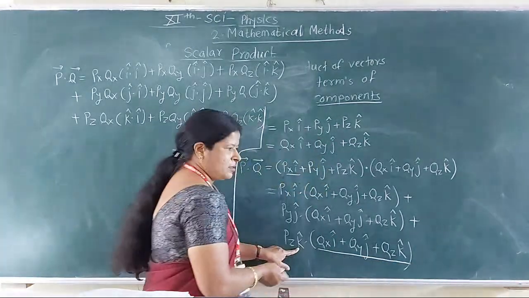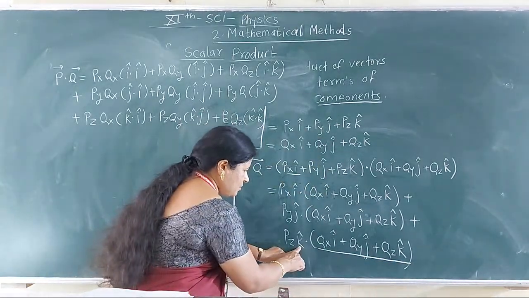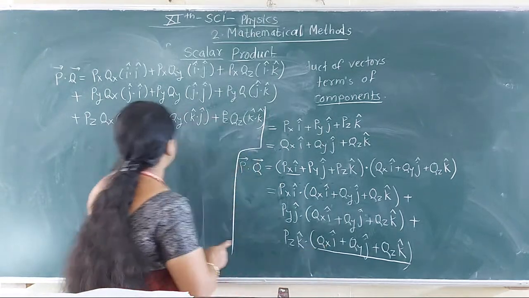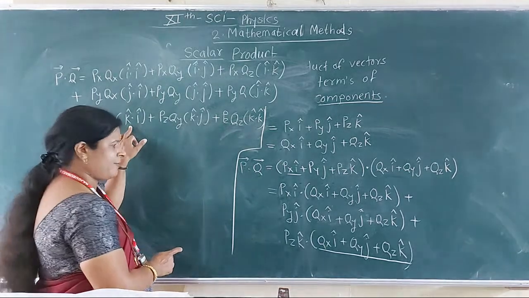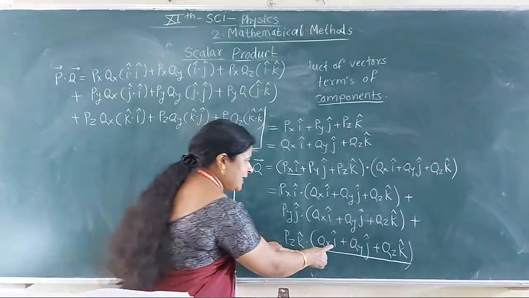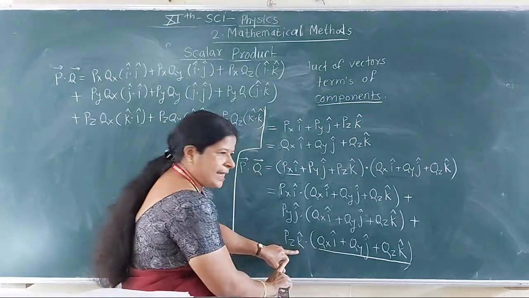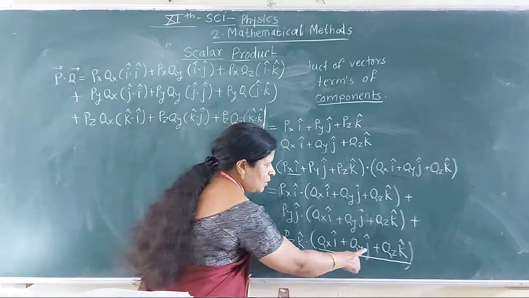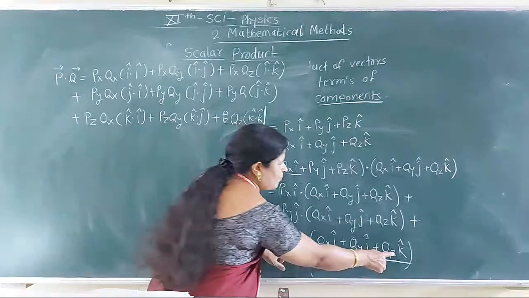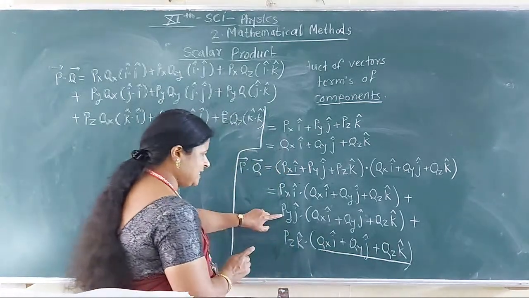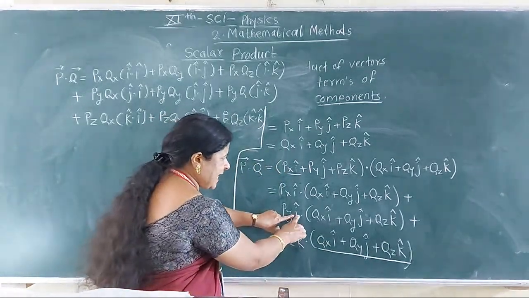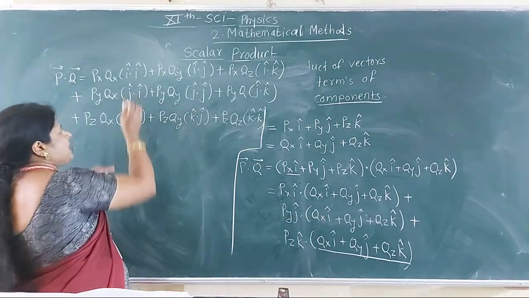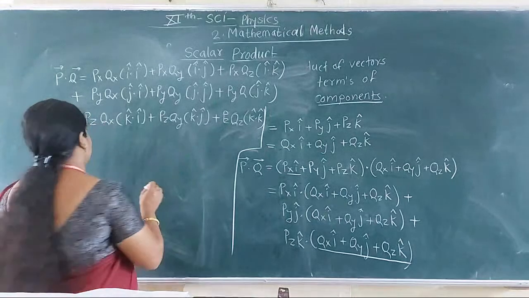Then remember the sequence: k cap dot i cap, we have to write here as per the sequence. We cannot write it as i cap dot k cap. K cap dot i cap, k cap dot j cap, k cap dot k cap. In the second term also, j cap dot i cap. We have to write that sequence as per the multiplication.